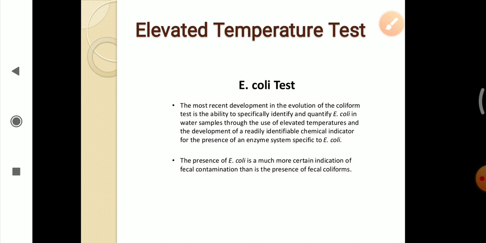Okay, the elevated temperature test is specifically for E. coli. We should know what coliform is. Coliform bacteria are organisms that are present in the environment and in the feces of all warm-blooded animals and humans. However, if there is a presence of coliform in the drinking water, that indicates that disease-causing pathogens may be present.